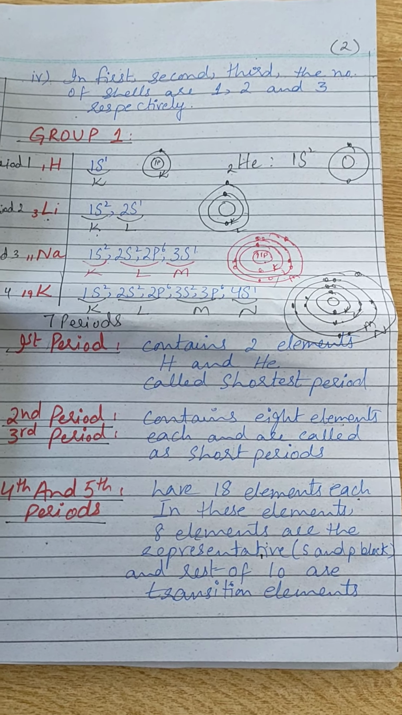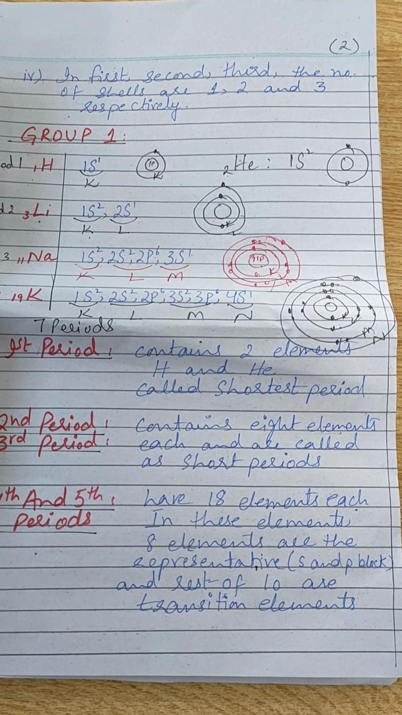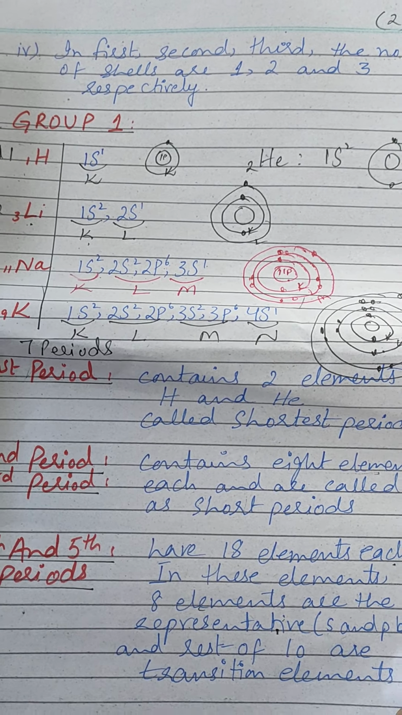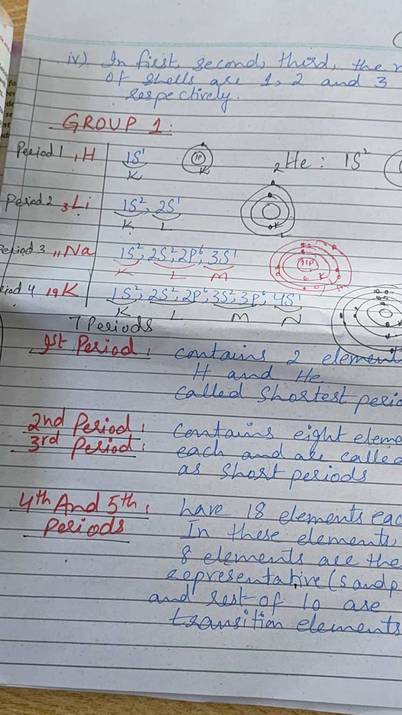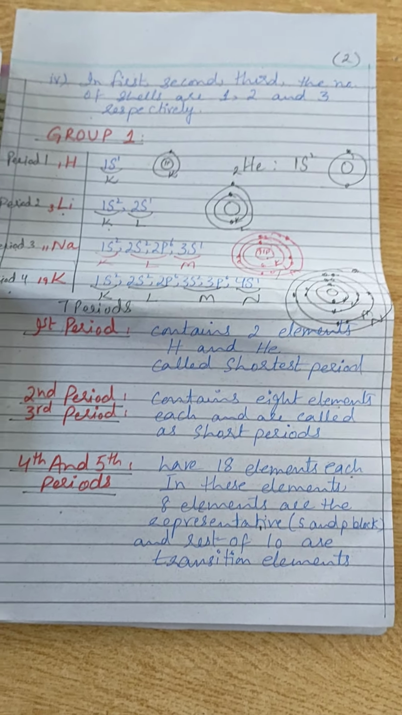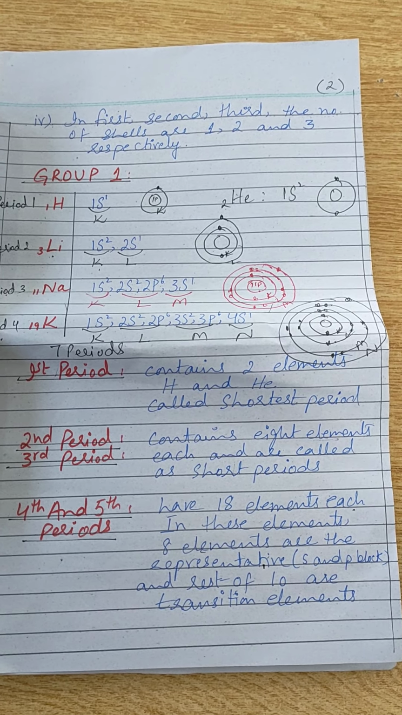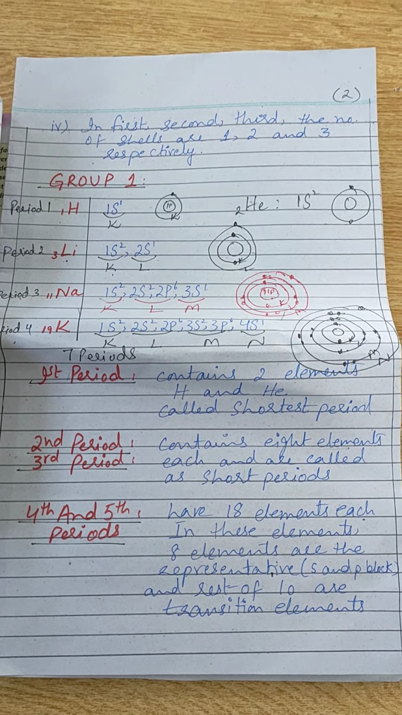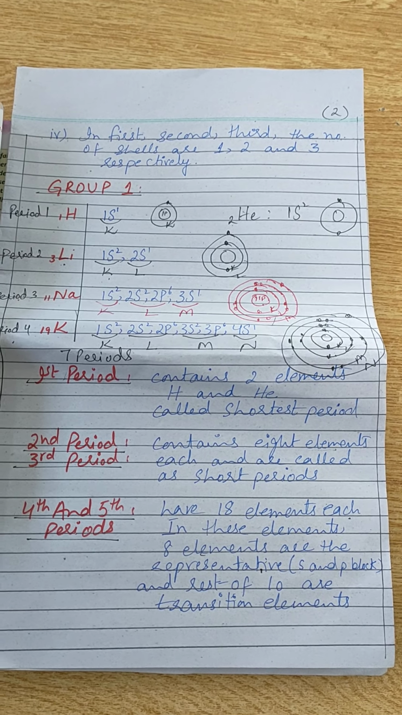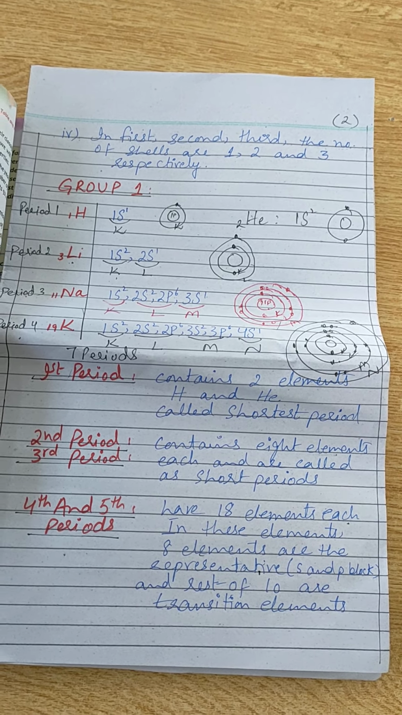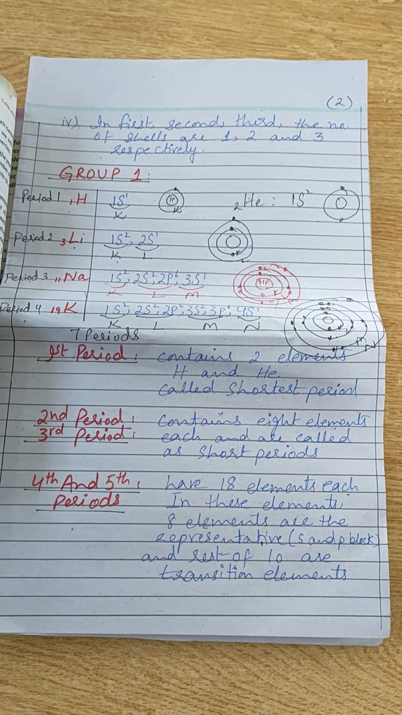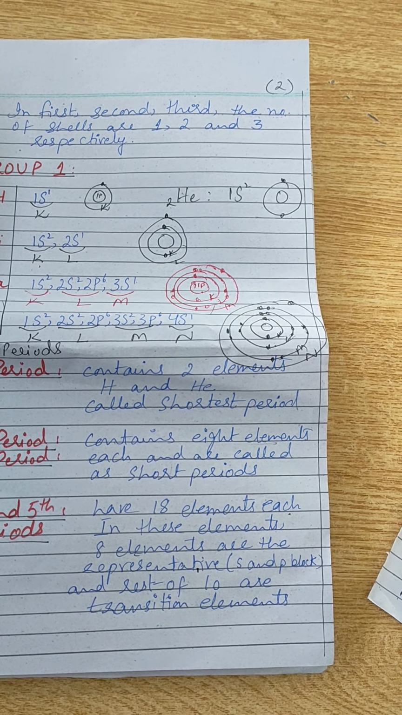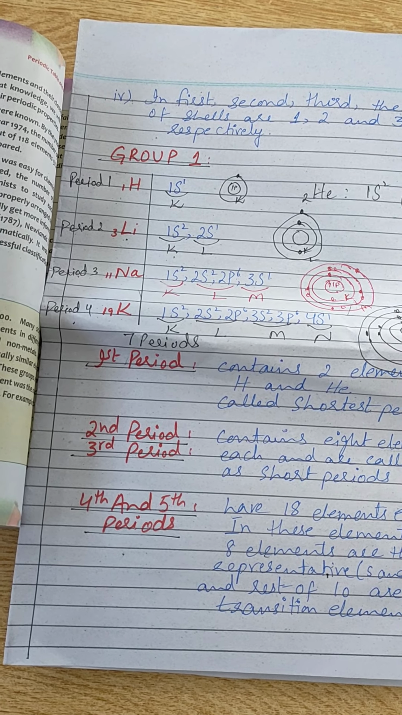So the first period contains 2 elements, that is helium and hydrogen, and it is called the shortest period. While the second and third periods contain 8 elements each and are called the short periods. The fourth and fifth periods are called the long periods, and they contain 18 elements each. In these elements, 8 elements are the representative elements.